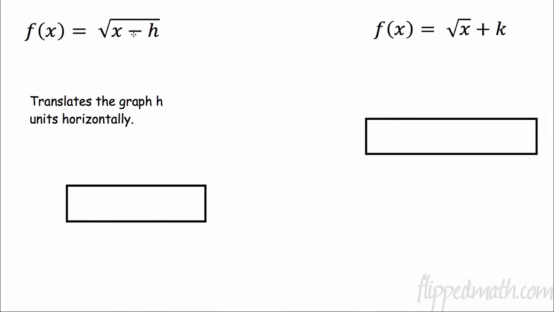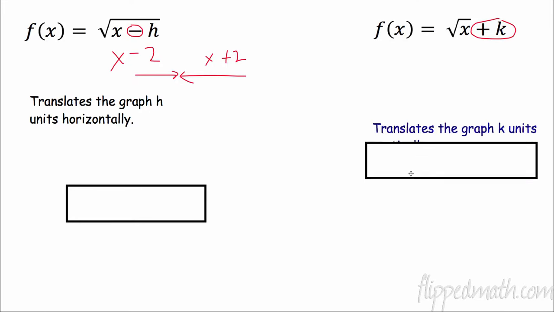If we have an h on the inside, it translates the graph h units horizontally. Now remember, this is sometimes hard for you guys, but this is the opposite. So if this is -2, it goes to the right 2. If it's x minus 2, it goes right 2. If it's x plus 2, then it moves to the left 2. You do the opposite.